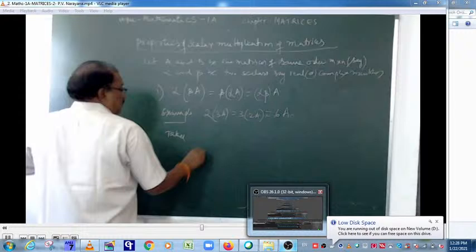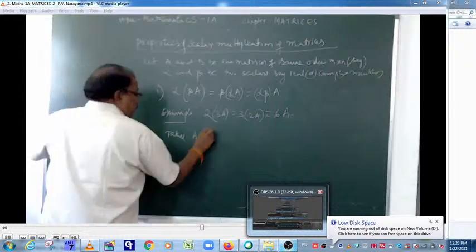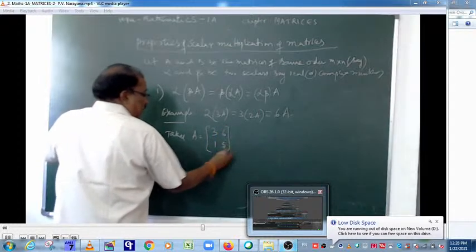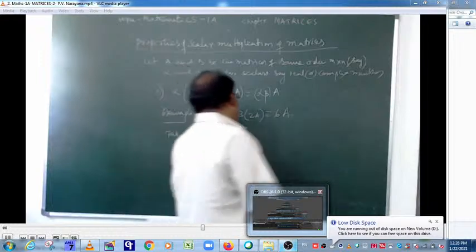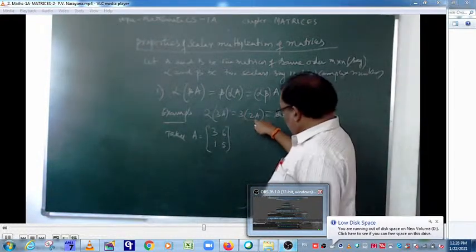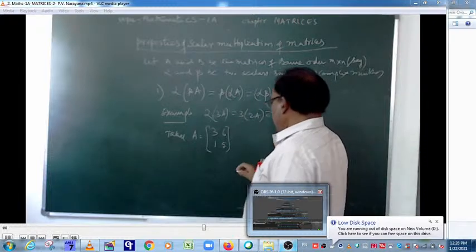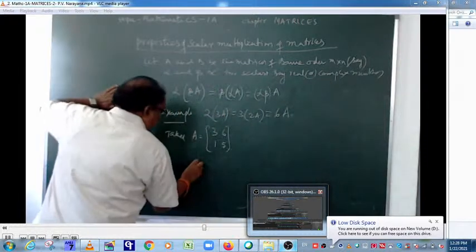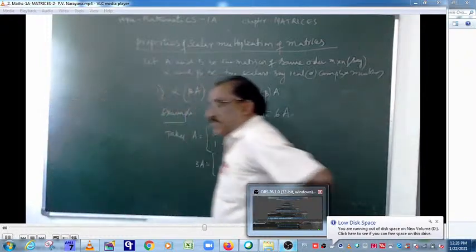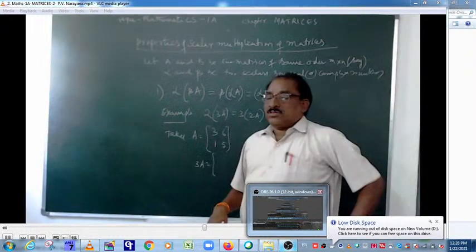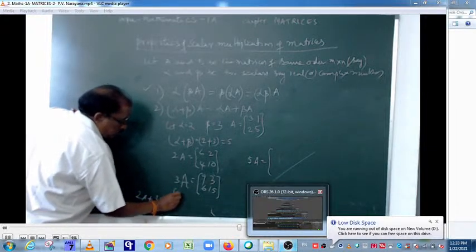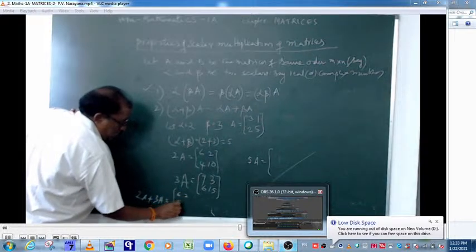Take A as the matrix 3, 6, 1, 5. Then prove that 2 into 3A is equal to 3 into 2A is equal to 6A. Yes. First of all, you get the 3A. 3A means scalar multiplication, that means 3A is equal to 6, 2, 4, 10.